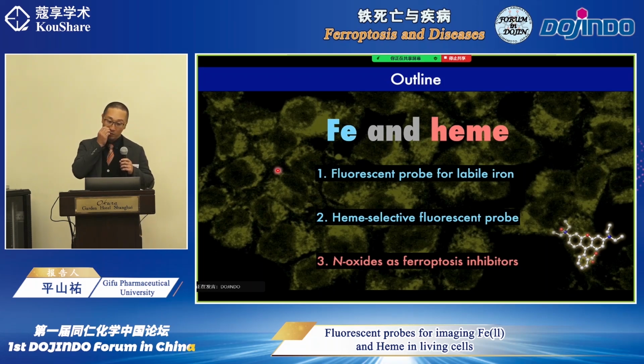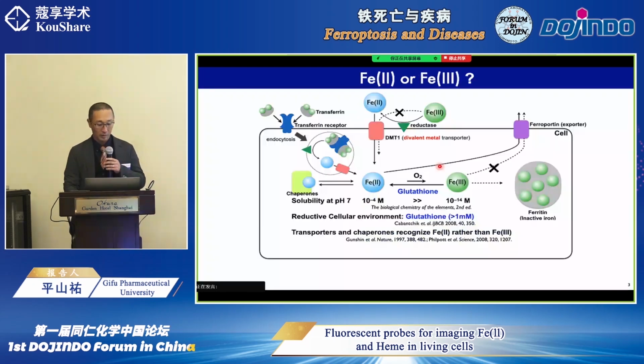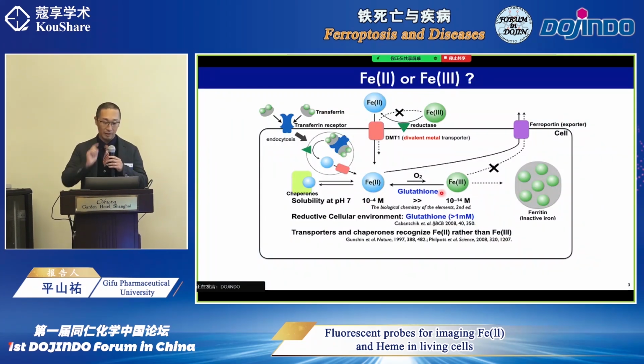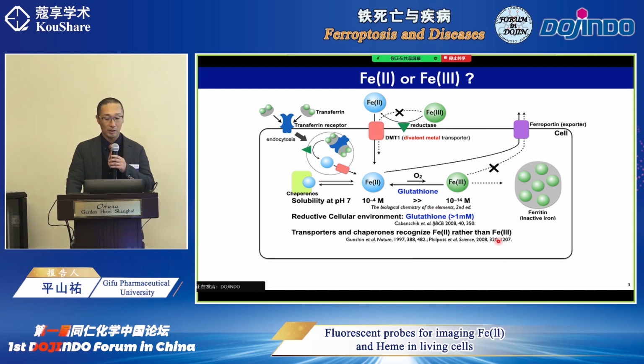Today, I would like to talk about 3 topics. The first one is fluorescent probe for labile iron, Fe2+, from fundamental aspects to their applications. The second topic is heme selective fluorescent probe, and the third one is about the fluorescent probe that can work as ferroptosis inhibitors too, which we are working on recently.